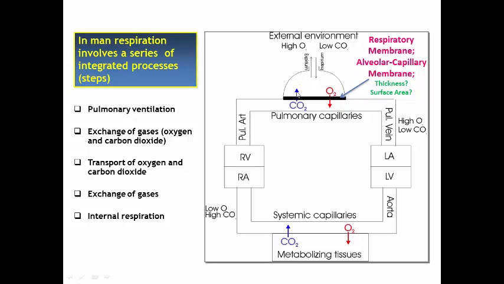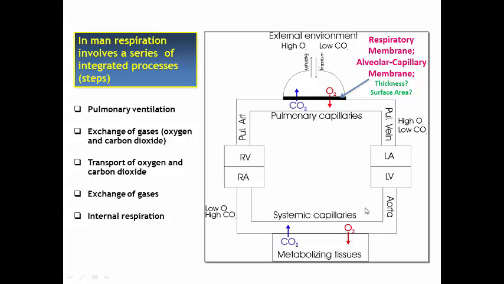After exchange of respiratory gases across the respiratory membrane, we have the third stage of respiration in man, which is the transport of oxygen and carbon dioxide. So oxygen is transported from the lungs to the heart, then from the left side of the heart to the cells of the body, where we have another exchange process of gases.